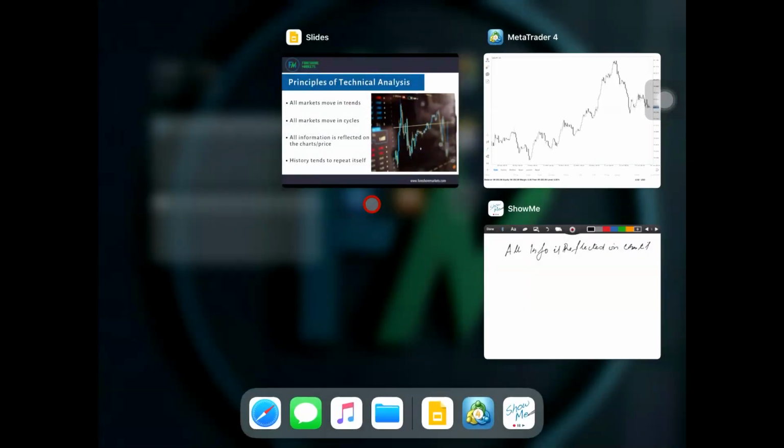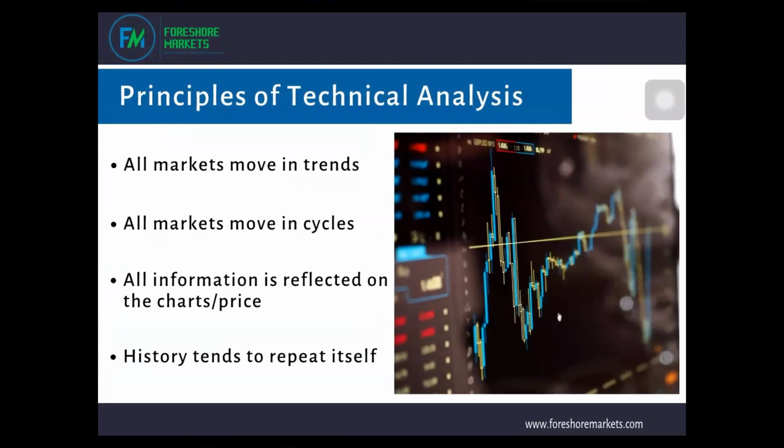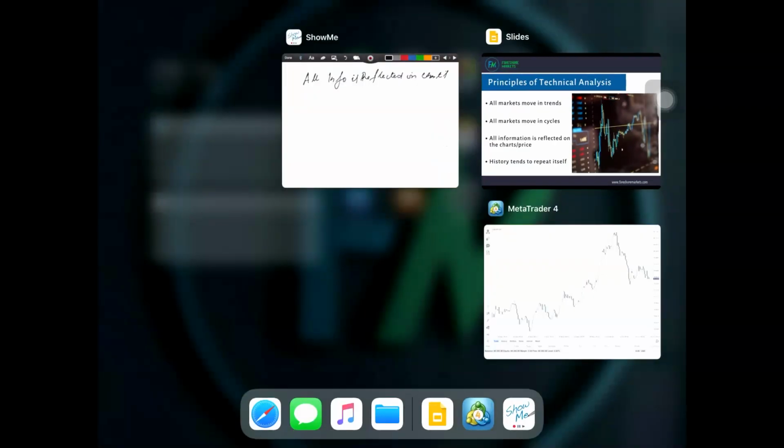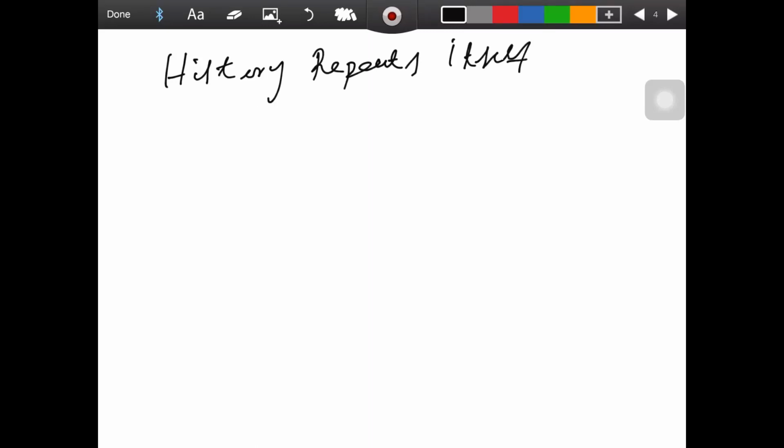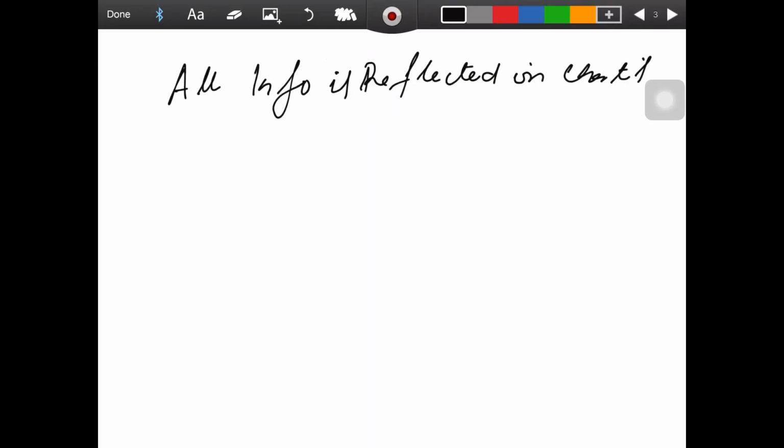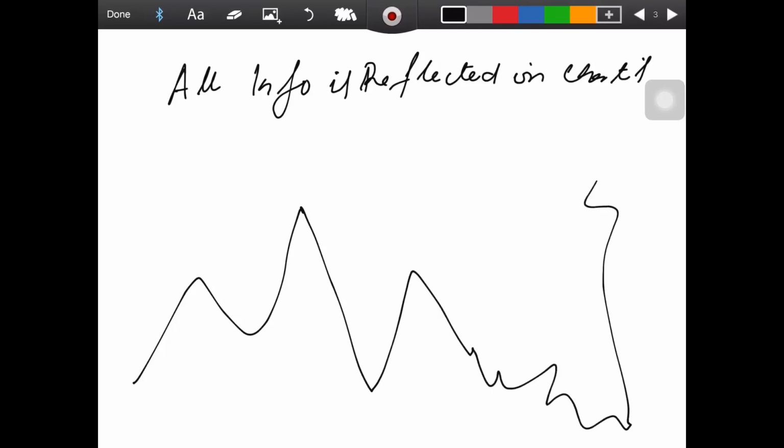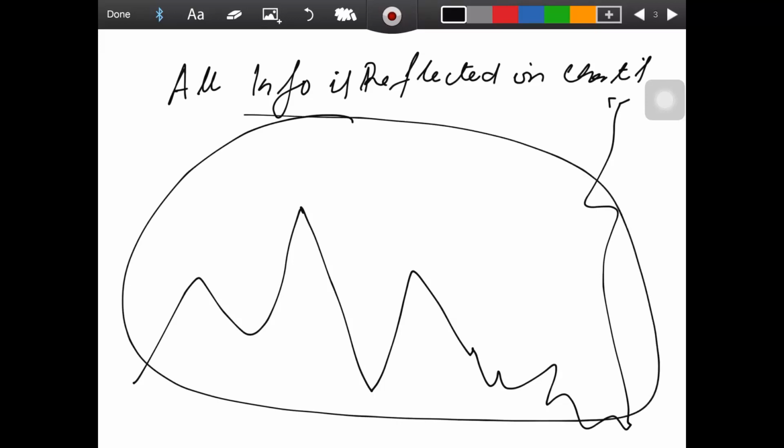Okay, principle number 3, history tends to repeat itself. Okay, so let's look at this a bit. It simply means that everything you need to trade, I'm talking about all information reflected on the chart, everything you need to trade is on your chart. Technical analysis will teach you how to make sense of all of this confusion.